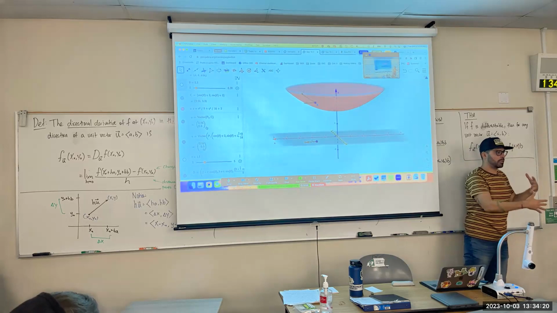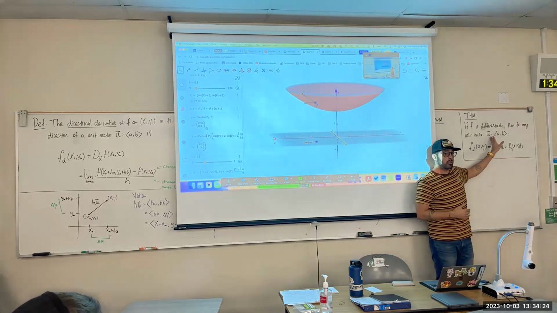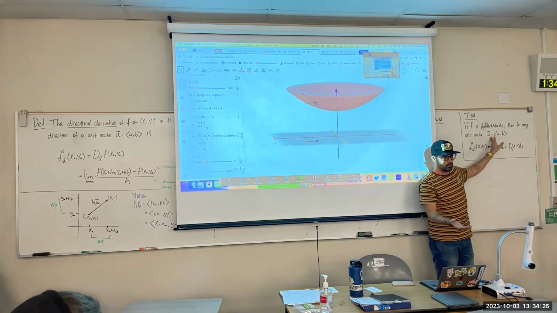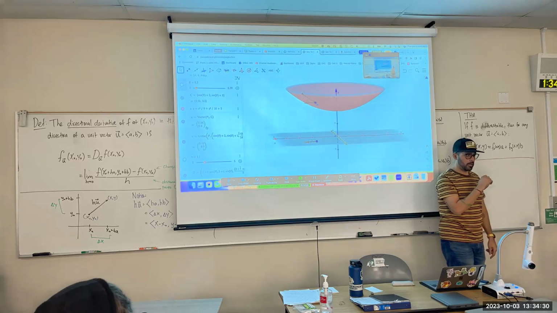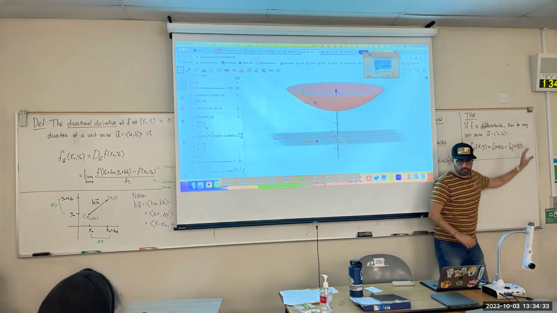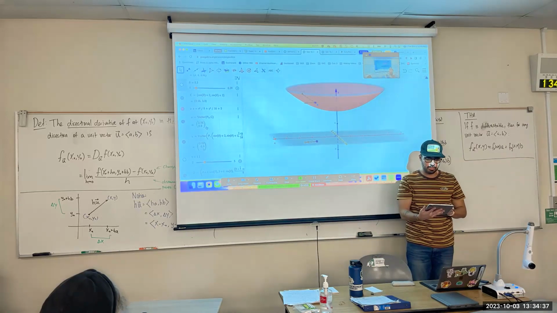That's visually what's happening. So what you will need to do is either you're going to be given the vector u, or you have to find the unit vector u to help you dictate which direction you want. Then we're going to do all this stuff here to figure out the actual rate at which z is changing instantaneously.